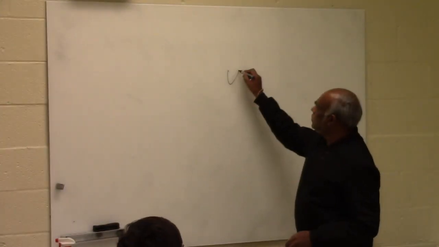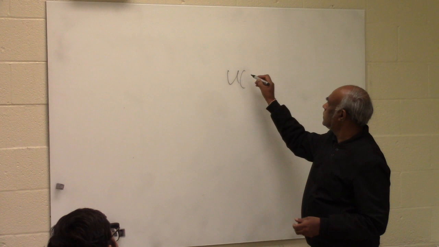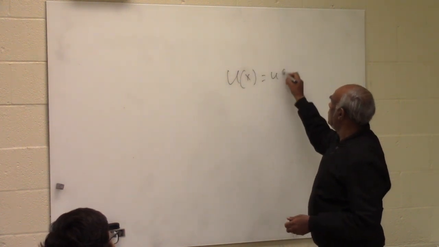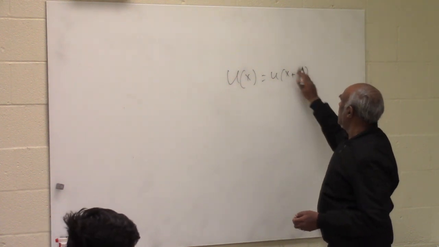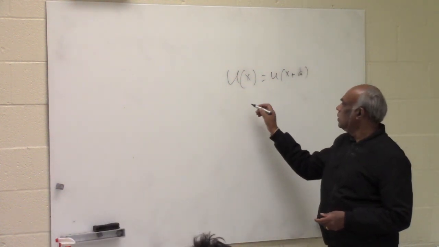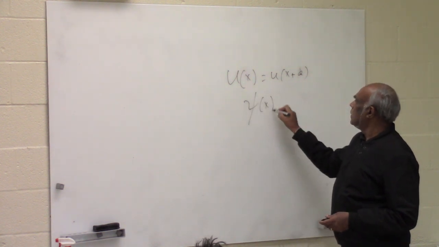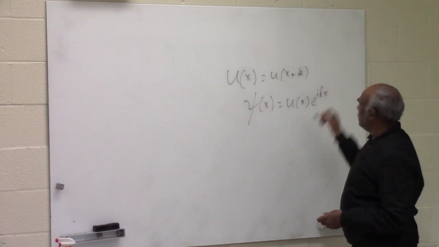The only requirement is that your potential should have a periodicity, right? So u(x) should be the same as u(x plus t), where t can be a or 2a, whatever the periodicity is. Then you can write your wave function as u(x) times the running wave function e^{ikx}, right?